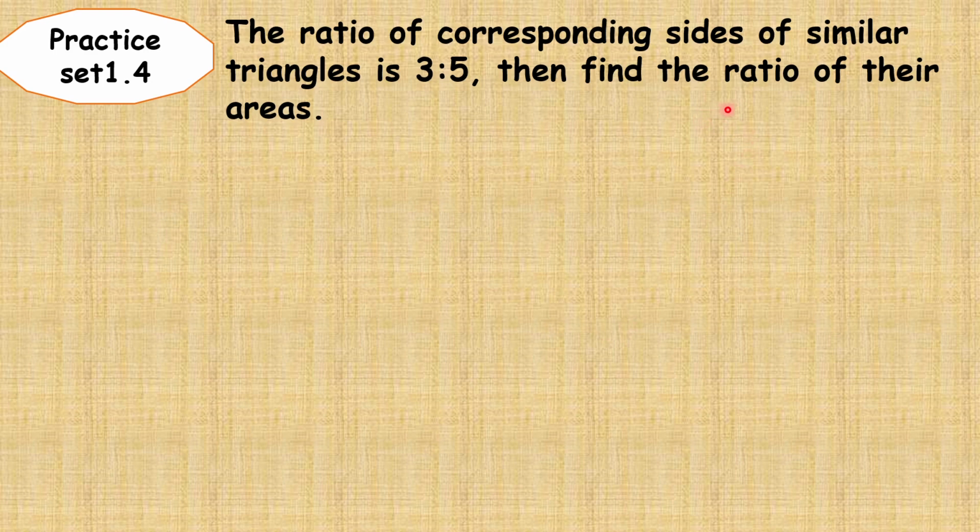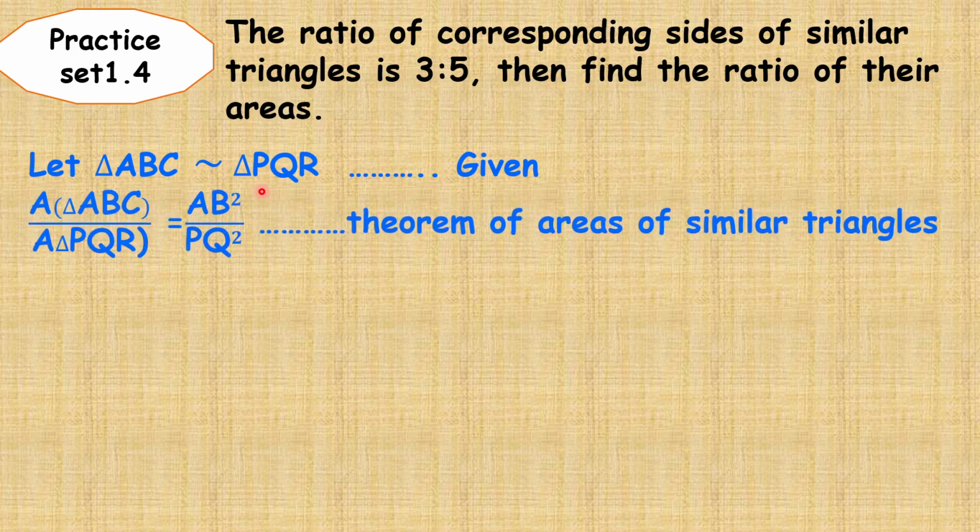Then find the ratio of their areas. म्हणजे लक्षात घ्या, ट्रायंगल सिमिलर दिलेले आहेत, त्याच्या करस्पॉन्डिंग साइडचा रेशो दिले 3:5. आपल्याला फाइंड आउट करायचा आहे एरियाचा रेशो. Let triangle ABC be similar to triangle PQR. Therefore, the ratio of areas of two similar triangles is equal to the ratio of squares of their corresponding sides. Therefore, area of triangle ABC upon area of triangle PQR is equal to AB square upon PQ square.